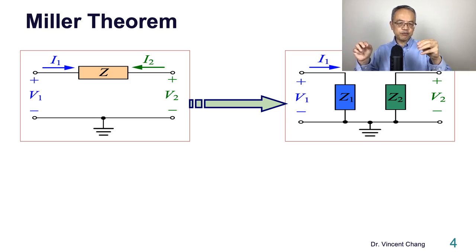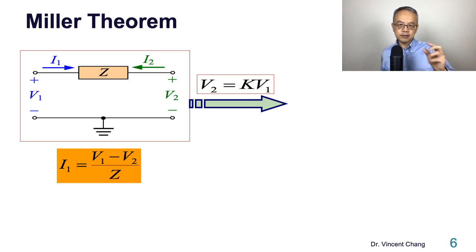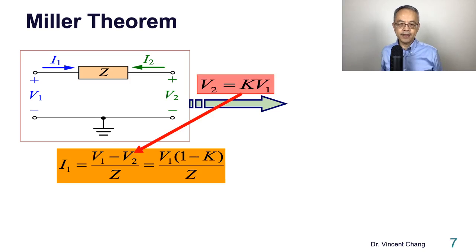In the next few steps, I'm going to prove the Miller theorem and let you know where this theorem comes from. Let's define a voltage transfer ratio, K. It's the output voltage V2 divided by input voltage V1. Based on the circuit on the left, the original circuit, we can write down I1 equals V1 minus V2 over Z, based on Ohm's law. And then let's replace V2 by K V1. You can get this.